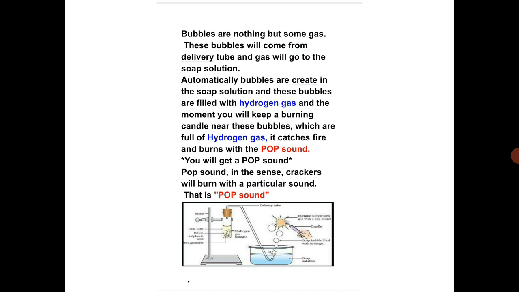These bubbles will come from the delivery tube and the gas will go to the soap solution. Automatically bubbles are created in the soap solution and these bubbles are filled with hydrogen gas, and the moment you keep a burning candle near these bubbles which are full of hydrogen gas, it catches fire and burns with a pop sound. Pop sound in the sense crackers when burnt make a particular sound, that is the pop sound.